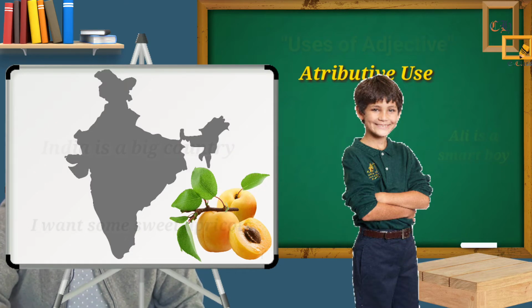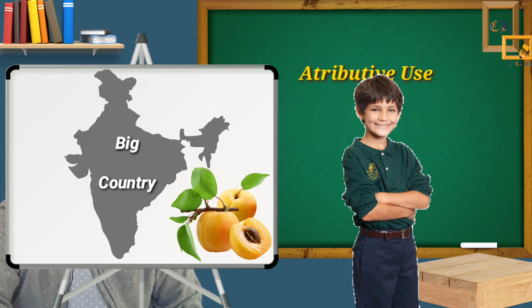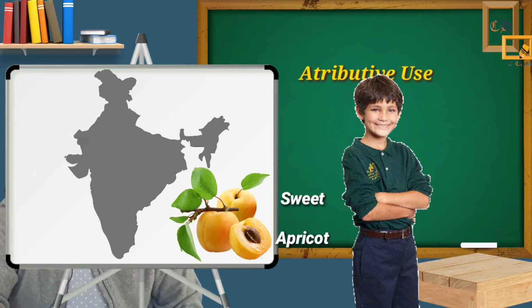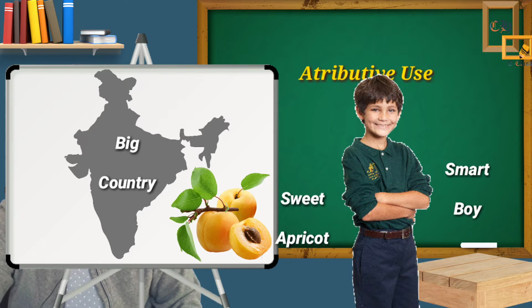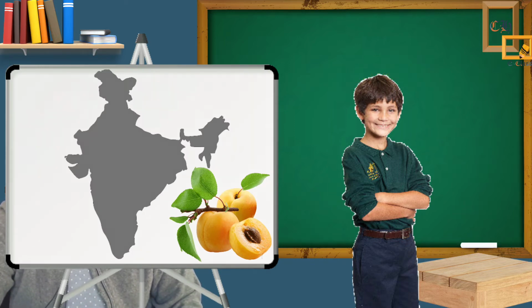So in these examples, you can see that the word big is describing the country. It is telling us about the size of the country. The word sweet is telling the taste of the apricot. And the word smart is describing the quality of the boy, which is a noun in the sentence. You can easily notice that we have placed the adjectives just before the nouns. Big country, sweet apricot, smart boy. So here, these adjectives are directly qualifying the nouns.